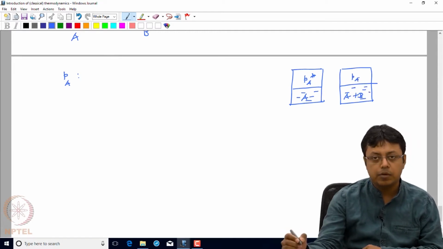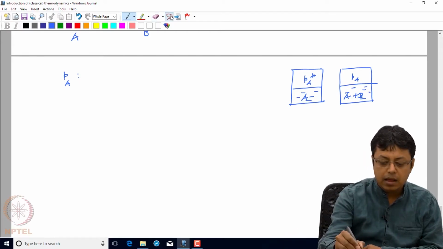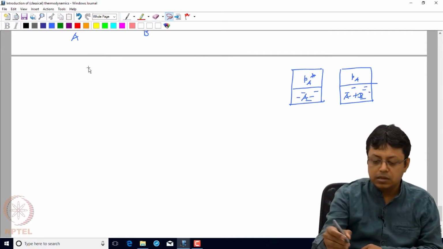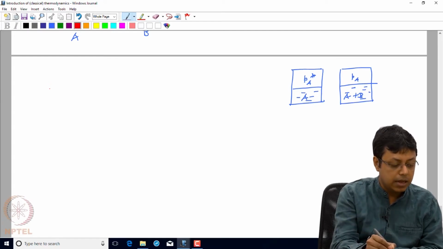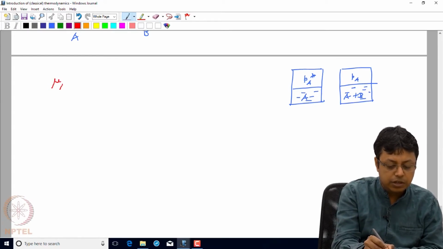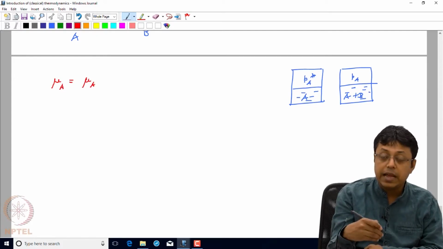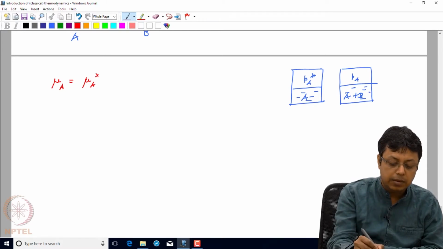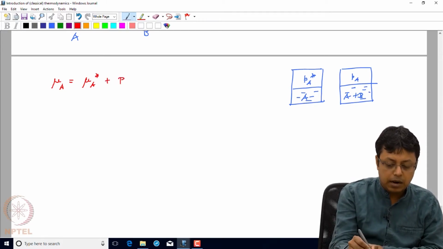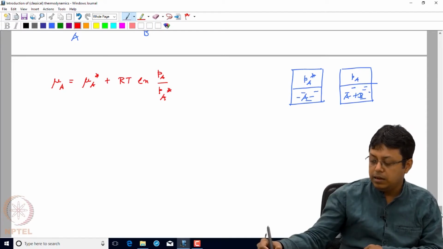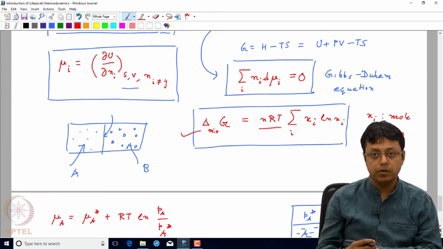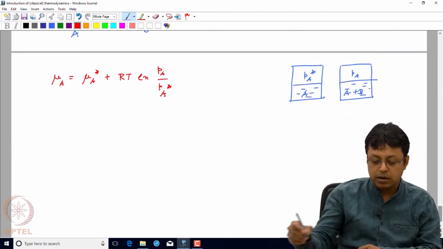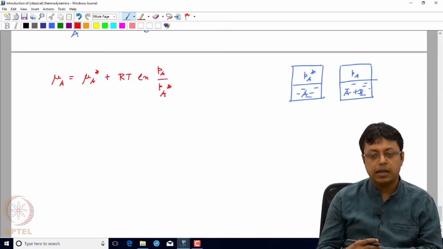I am saying that only the solvent evaporates, which is A, and A will be dominating because it's a solvent by definition. So what we see here is that you can do the thermodynamics, and you will find that the chemical potential of A in the solution, in presence of B, will be nothing but the chemical potential of the pure A, plus RT ln Pa by Pa star. Again, in the previous equation for delta G mixing, we used nRT, and this comes from PV equal to nRT, the ideal gas equation. So here also we are assuming that these vapors behave ideally.